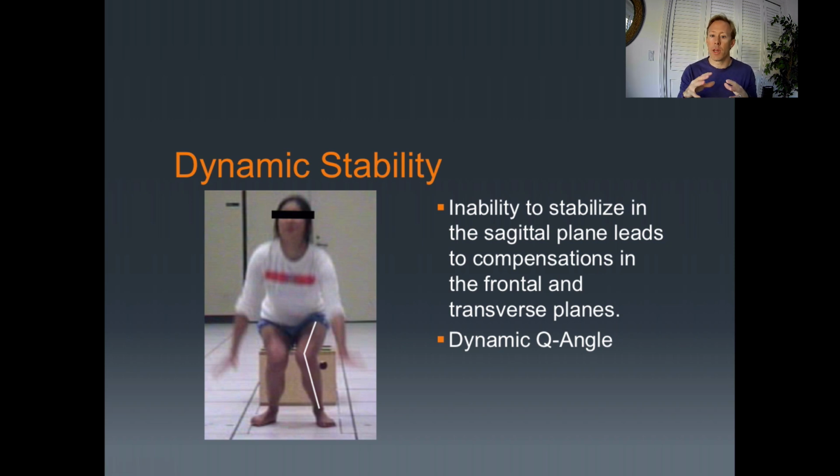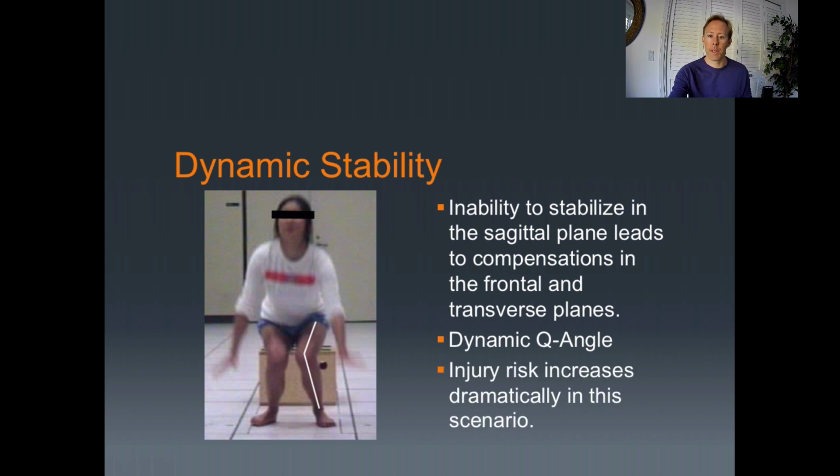Again, dynamic Q angle is a much better predictor of injury than if you just have somebody lay on the table and measure a Q angle statically without moving. That's not actually that helpful. So again, injury risk increases as dynamic Q angle increases. Probably not surprising. I think all of us would look at this picture and think that's probably not ideal.